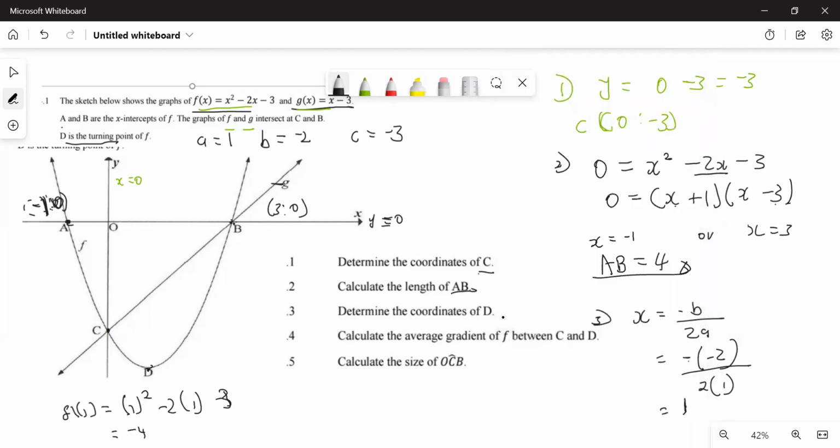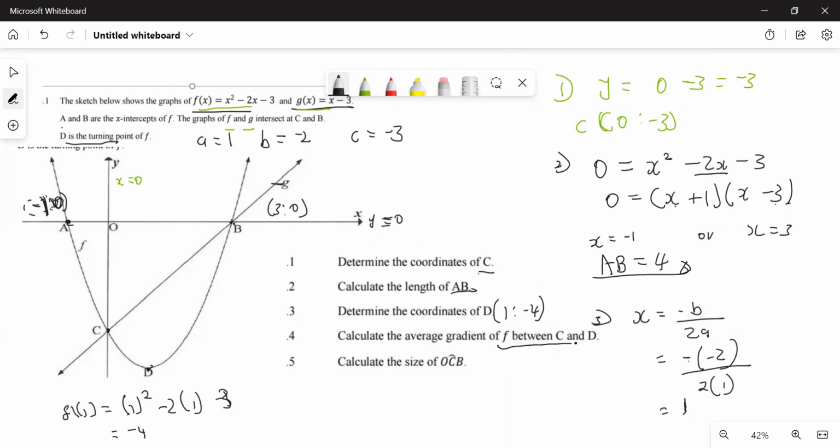Then the coordinates of the turning point, if they want to know what the coordinates of D are going to be, you'll say D is going to be (1; -4). And then your answers, guys, should make sense. Let's come and check here. Does it make sense for X to be positive? Yes. Does it make sense for Y to be negative? It definitely makes sense.